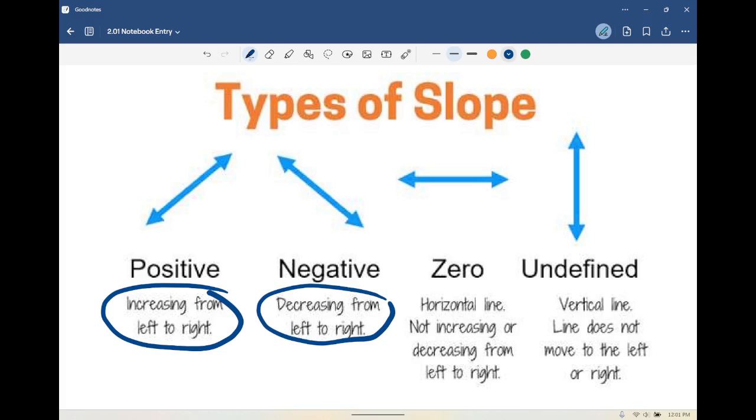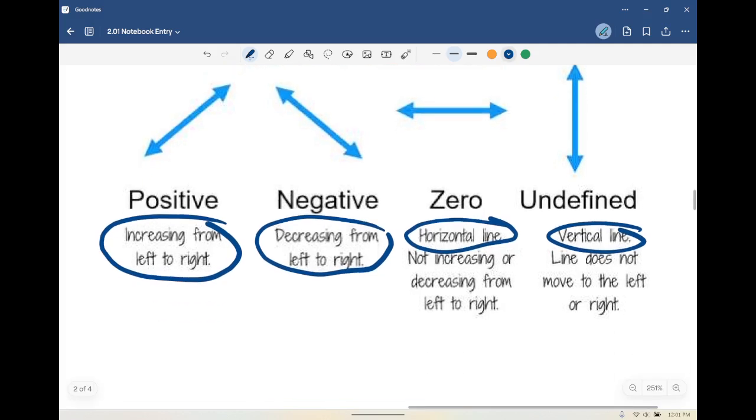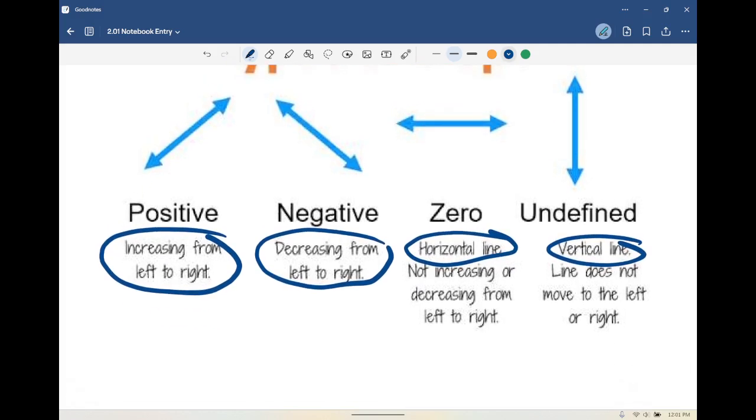From here, there are 2 special cases, 0 and undefined. 0 is a horizontal line, right? It's a nice, flat, perfectly horizontal line. Whereas undefined, its counterpart, is a vertical line that is straight up and down. We'll see 0 and undefined a little bit later in the unit. We are going to focus heavily with positive and negative today. When you are asked to name why something is positive or why something is negative, these are the reasonings I expect you to use. Flip your notes, please.